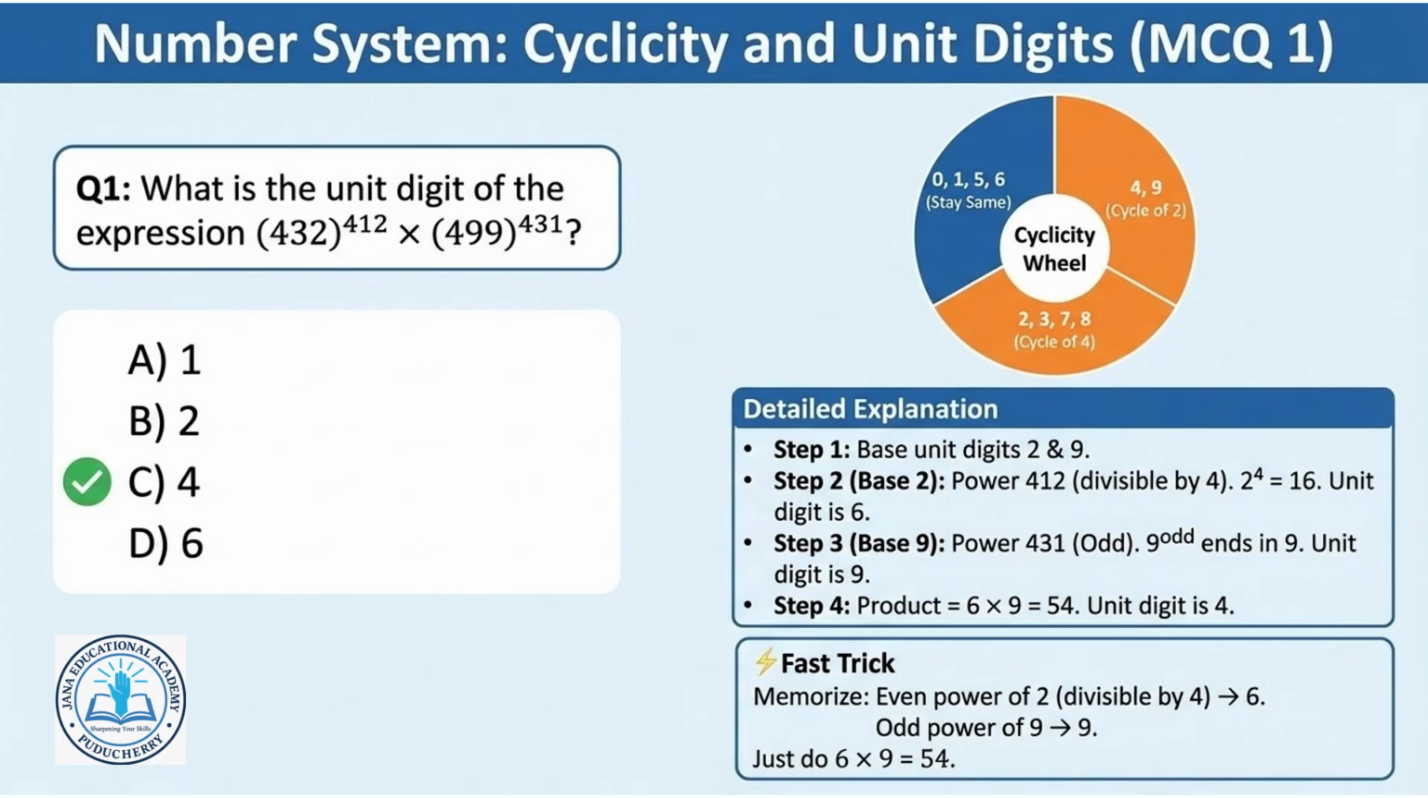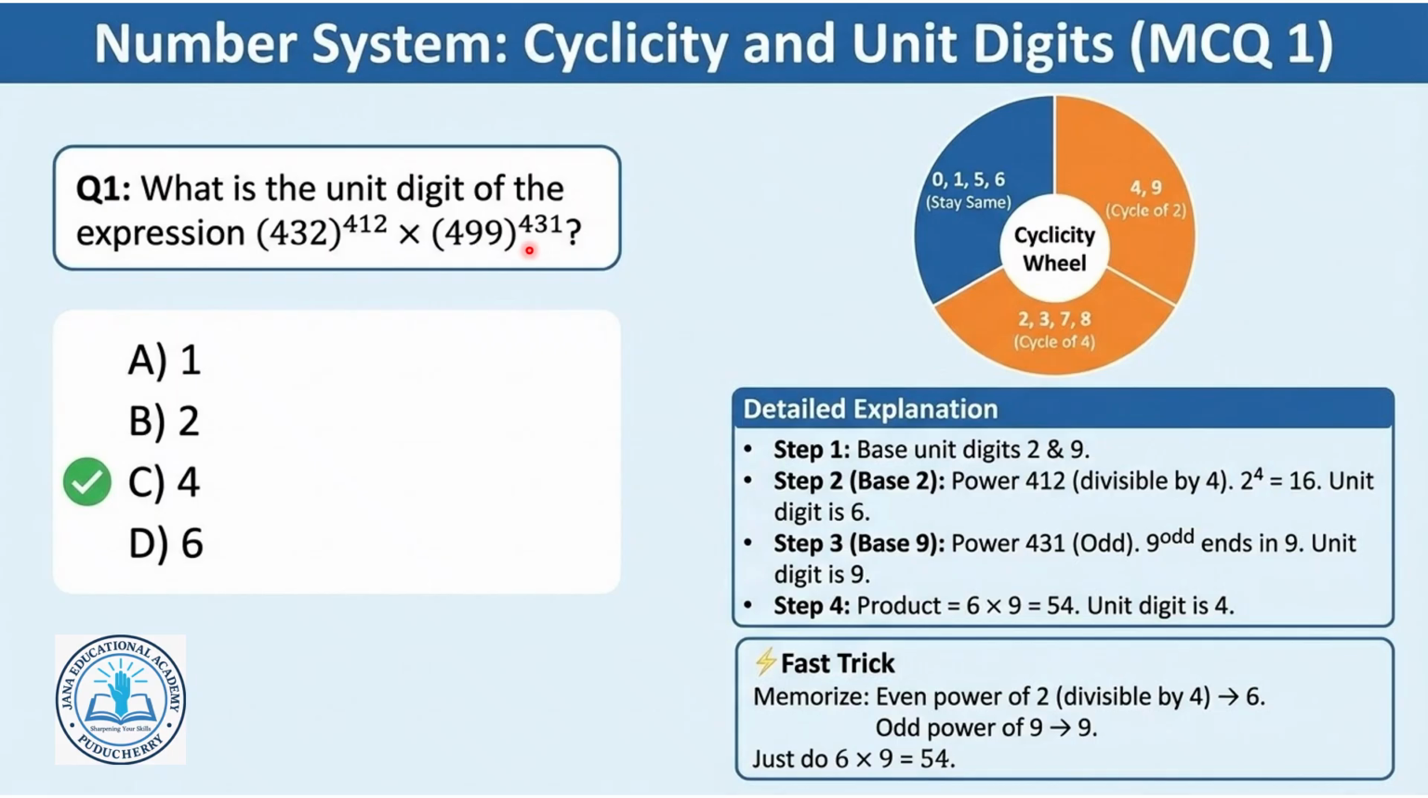Now go to the next slide. The next slide is the cyclicity number system, which we initially saw. Now we are going to see one problem: what is the unit digit of the expression 432 power 412 into 499 to the power 431?